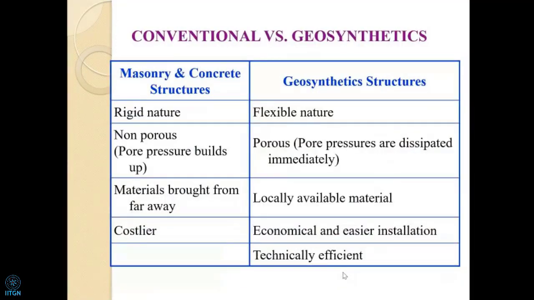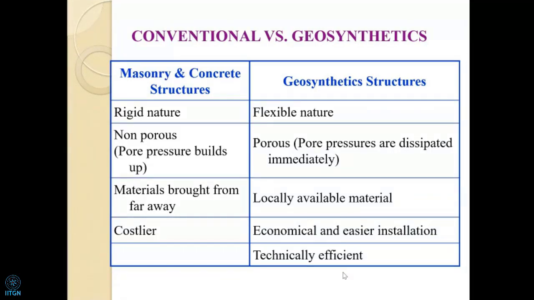Now, if you take it as a system, the conventional system versus the geosynthetic system. We have seen the product, we have seen the filter, but if you look at it as a system, a masonry or a concrete or a tetrapod structure is rigid in nature, whereas a geosynthetic structure is flexible in nature. The masonry structure is non-porous, whereas the geosynthetic is porous. Whether it's armor or the textile, it is porous. The materials are brought from far away, whereas here, the locally available material can be used, a rock or sand, depending on what is available.